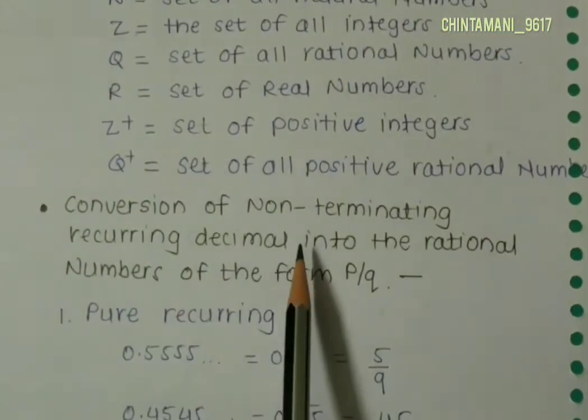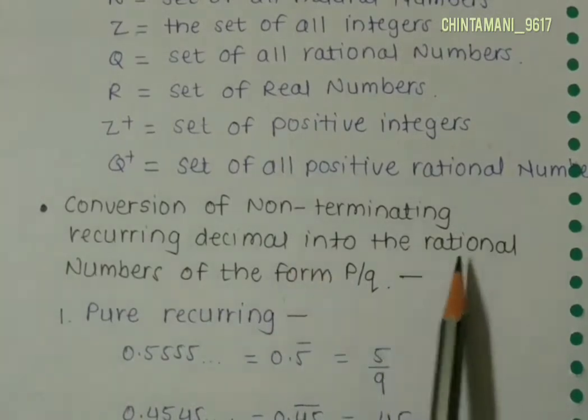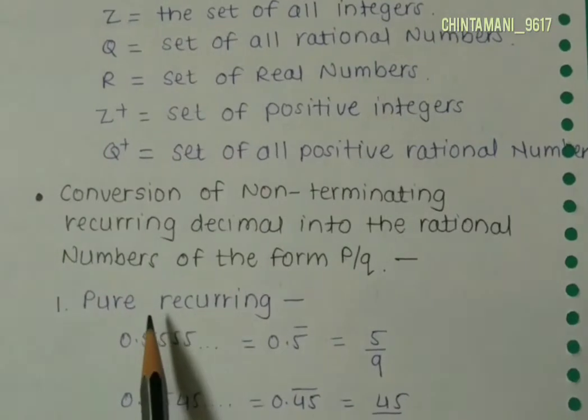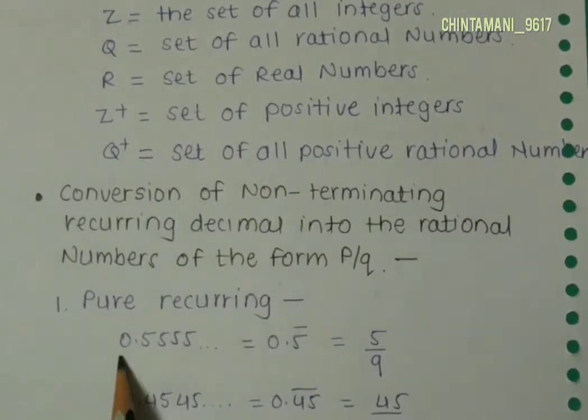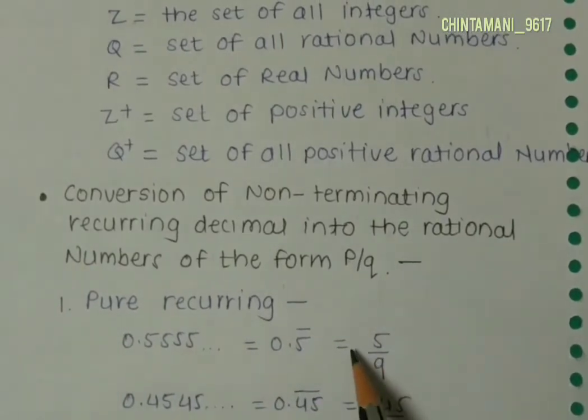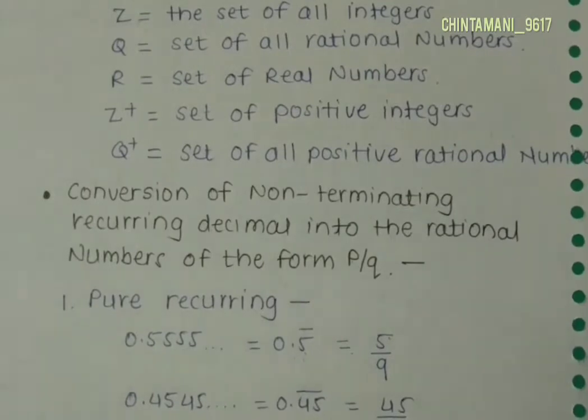Conversion of non-terminating recurring decimal into the rational number of the form p by q. If it is pure recurring, for example 0.5555 up to infinity, we will write it down as 0.5 bar. For converting it into p by q form, we will write down the pure non-terminating number as numerator, and the number of digits under the bar is 1, so we will write down 9 at the denominator.